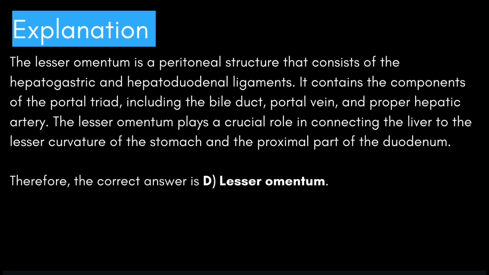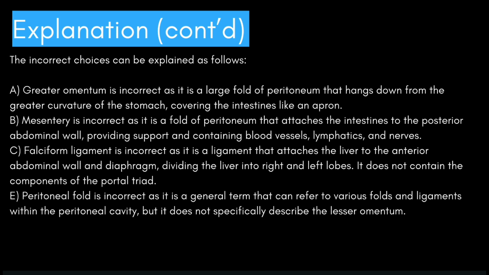Let's go ahead and see why the other answer choices are incorrect. Greater omentum is incorrect as it is a large fold of peritoneum that hangs down from the greater curvature of the stomach, covering the intestines like an apron. Mesentery is incorrect as it is a fold of the peritoneum that attaches the intestines to the posterior abdominal wall, providing support and containing blood vessels, lymphatics, and nerves.